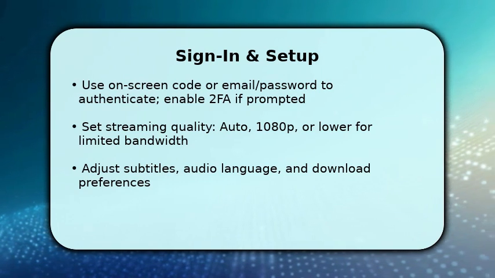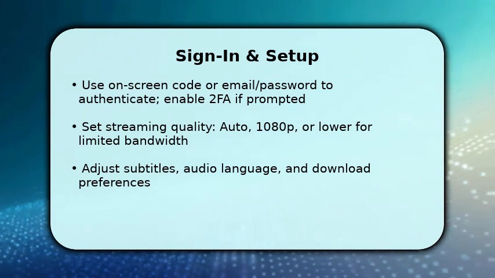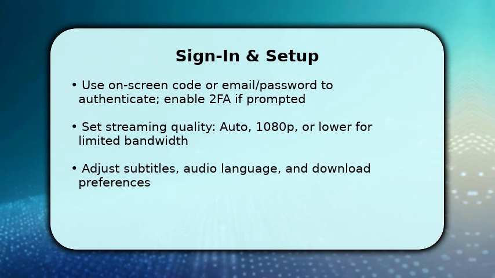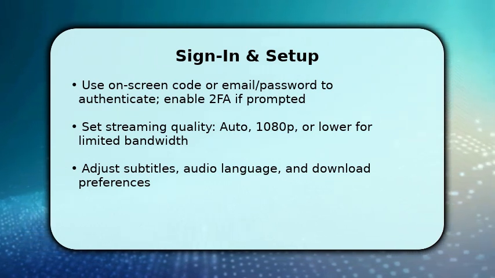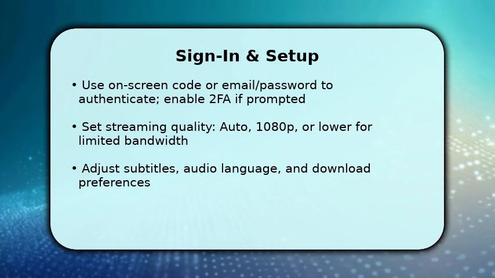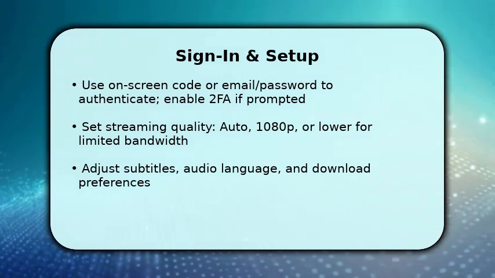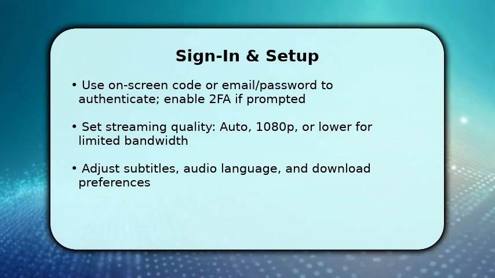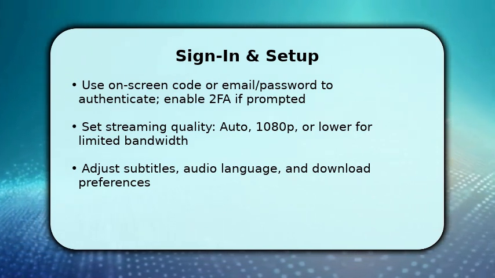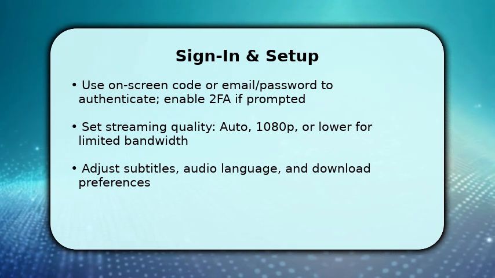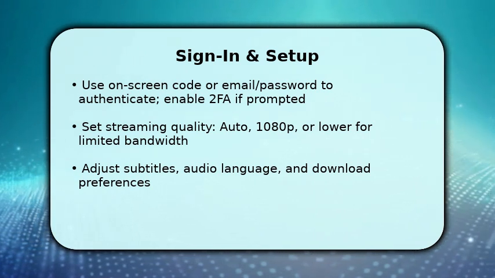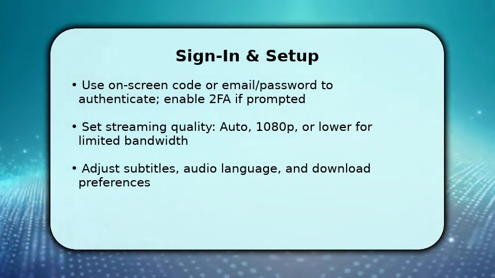Once authenticated, go to Settings to pick Streaming Quality. Choose Auto for most setups, or 1080p if your TV and bandwidth support it. Configure subtitles and audio language so playback matches your preference, and set download behavior if you want offline viewing. These changes control data use and responsiveness, so tweak them to balance picture fidelity versus streaming stability.